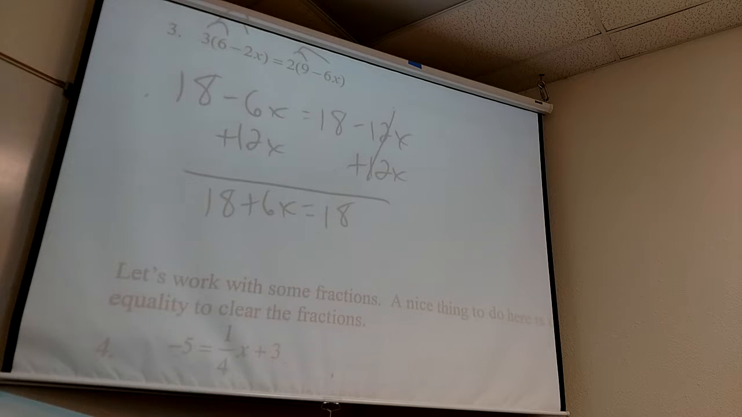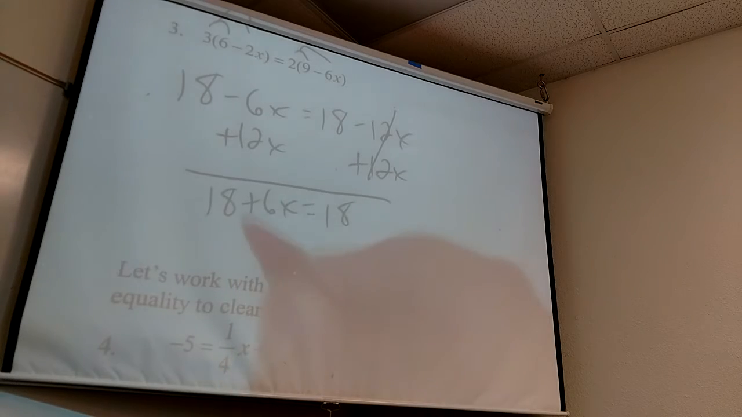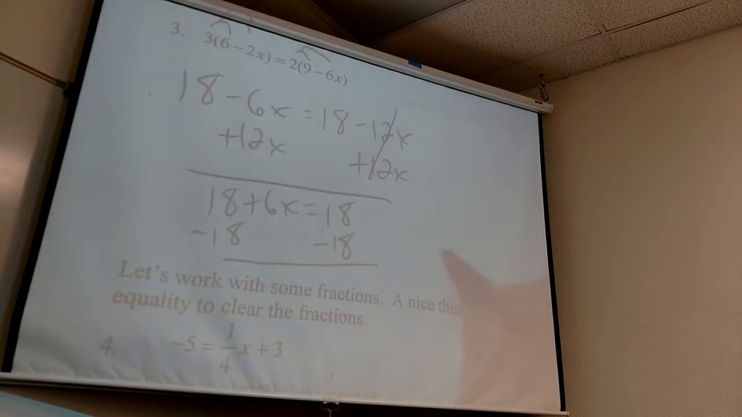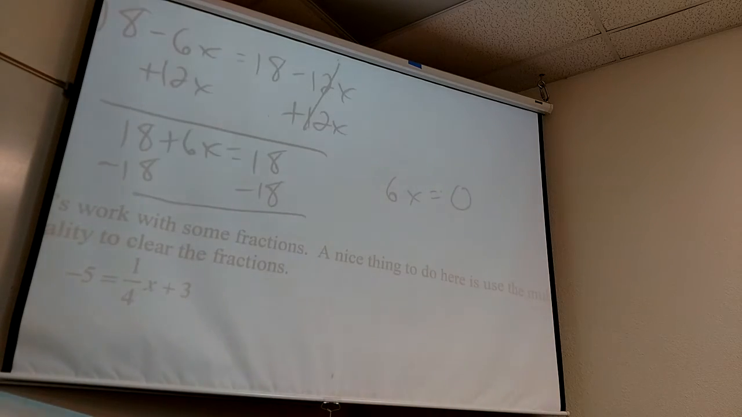Now the numbers, which number's in the wrong place? Yeah, that 18, right? So subtract 18, subtract 18. This is where some of you guys are just kind of like, I'm done with this one. But what do you get? 6x equals 0.